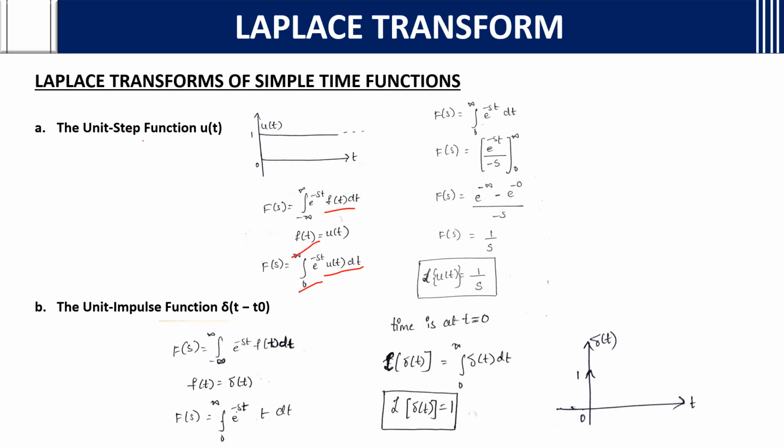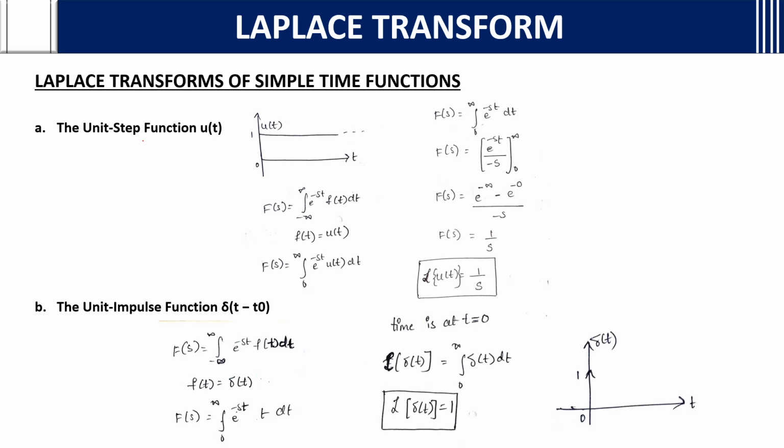Because we are taking u of t as 1, we are converting into 0 to infinity. Why? Because the unit step starts from 0 to infinity. So 0 to infinity means we are considering that respective function in the integration interval. So we are substituting u of t as 1 and converting the limits as 0 to infinity.